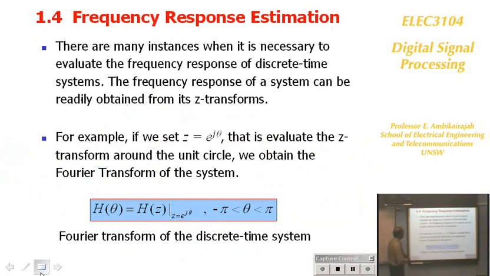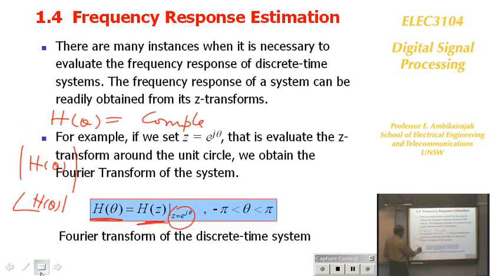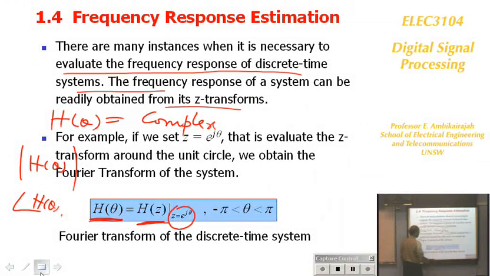So how do you do frequency response estimation now? Frequency response estimation is done by looking at your transfer function and substituting z equal to e to the jθ, and you get H(θ). H(θ) will be complex, like a complex number, so you can find the magnitude response, and also if you want, you can look at the phase as well. Leave out the phase for a moment, and we will visit phase later. Basically, you want to evaluate the frequency response of a discrete time system. You just get your z-transform first and substitute z equal to e to the jθ to get H(θ).